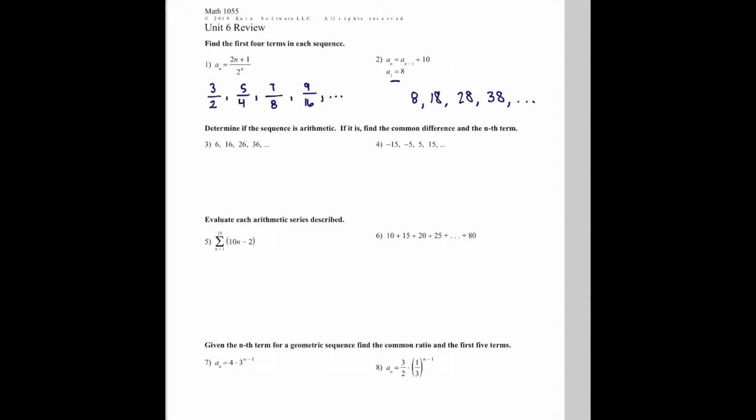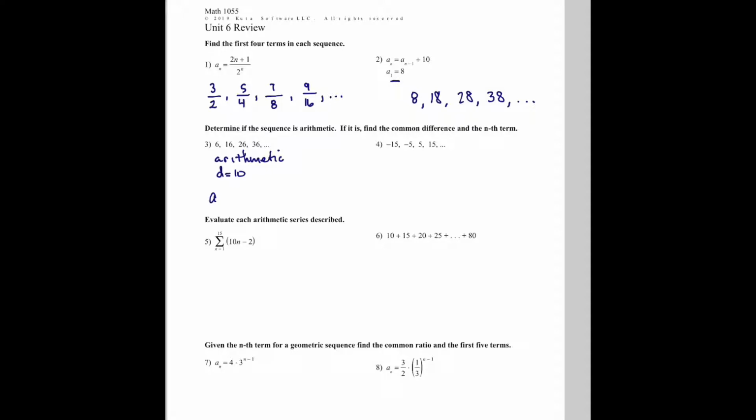Question 3 is from 8.2. We have to determine if the series is arithmetic. If it is, find the common difference and the nth term. So looking from 6 to 16 to 26 to 36, looks like we're adding 10 every time. So it is arithmetic. Common difference is adding 10 every time.